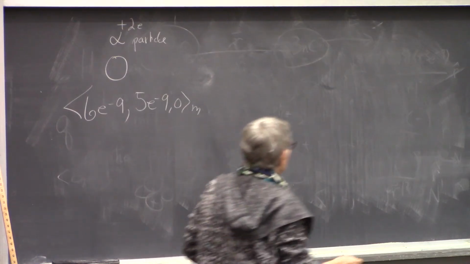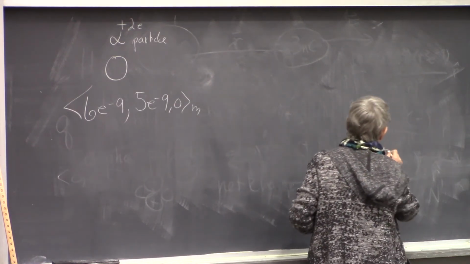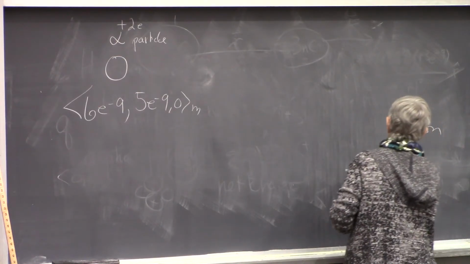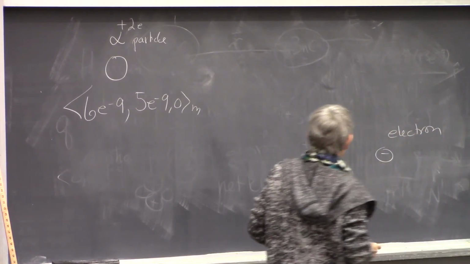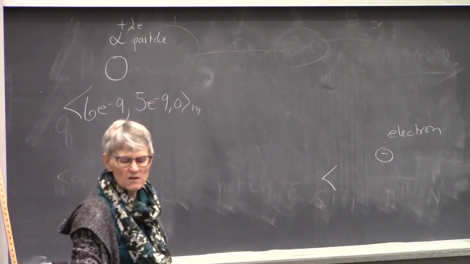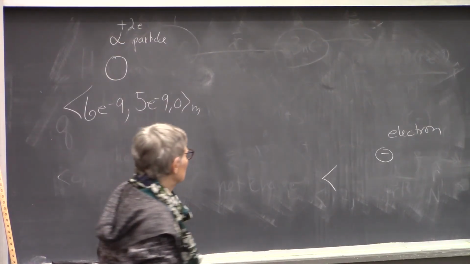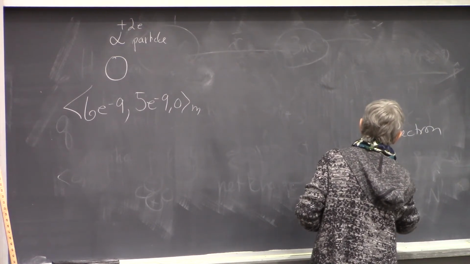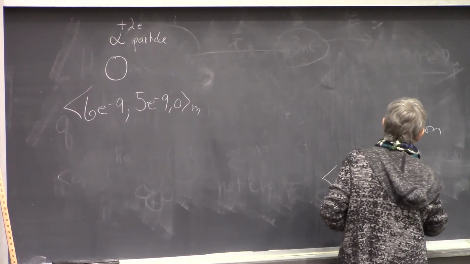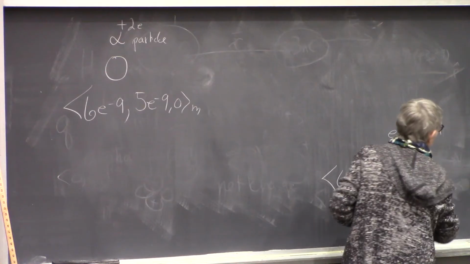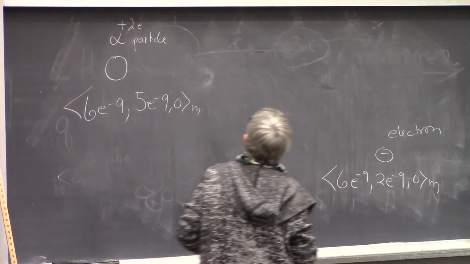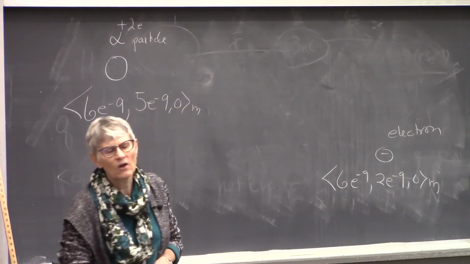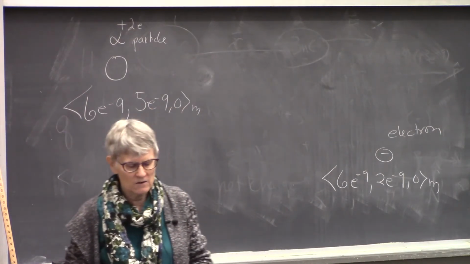And down here, we'll put an electron whose location is 9 times 10 to the minus 9, 2 times 10 to the minus 9, 0 meters. And we want to calculate the force on the electron due to the alpha particle.